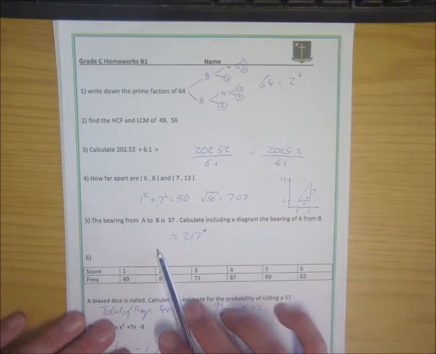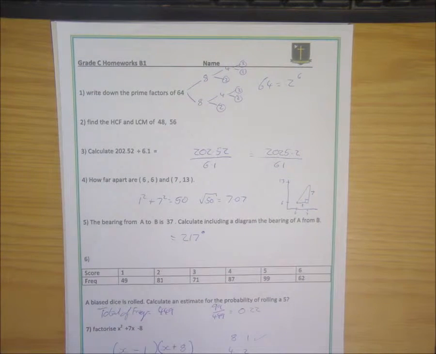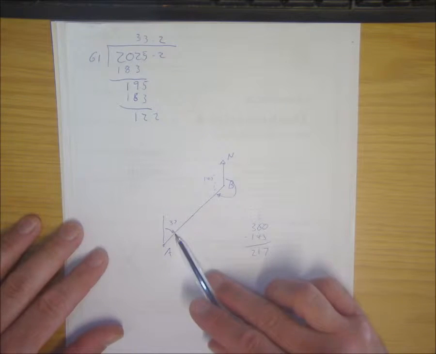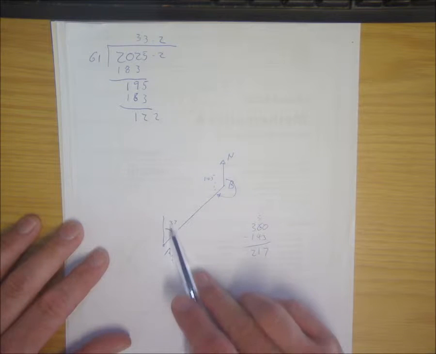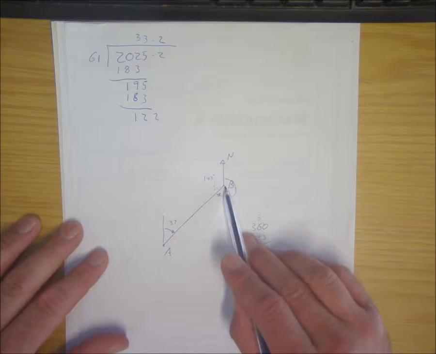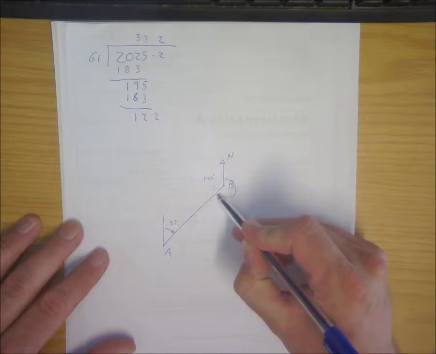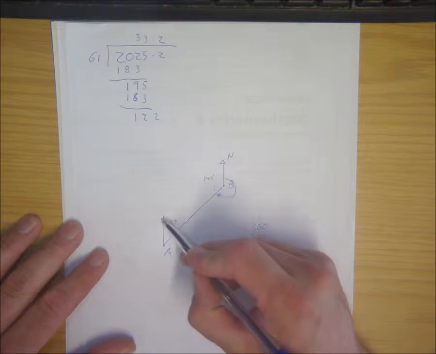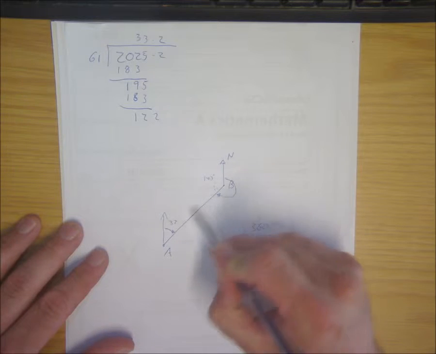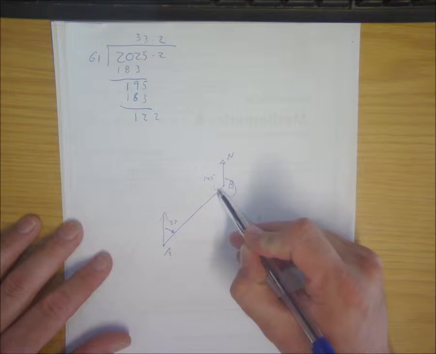Okay, question 5 is about bearings, which you're going to need to sketch a diagram. The bearing from A to B was 37 degrees. So if you measure it from north clockwise 37, you'd end up at B. If you've got to get back, you've got to come all the way around clockwise again from north. Now because this north and this north are parallel, internal angles on parallel lines add up to 180. So that makes 143 degrees this side.